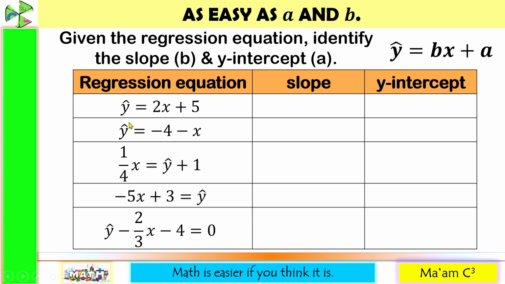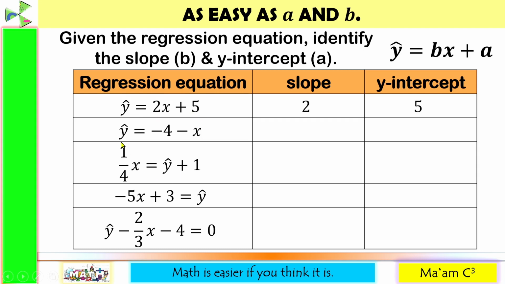Let's have number 1. Y hat is equal to 2x plus 5. Y hat is isolated on one side and it is positive. Now, the slope is the numerical coefficient of the variable x. And here, that is 2. So, 2 is our slope. And this constant here is our y-intercept.